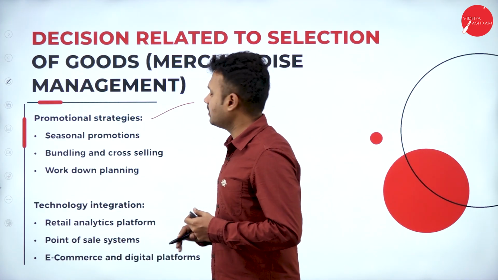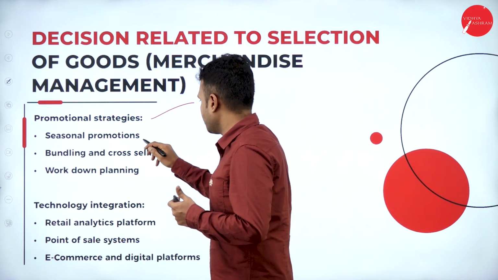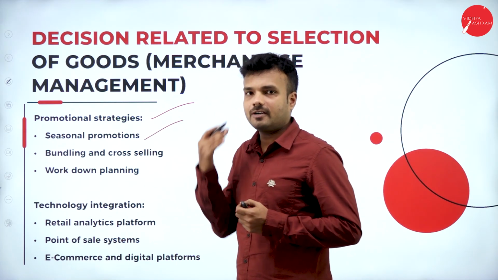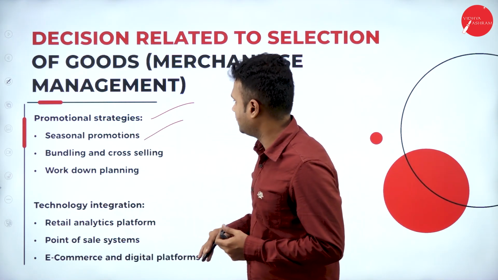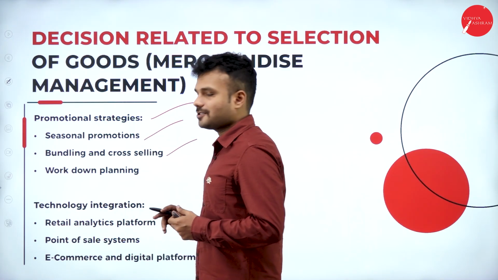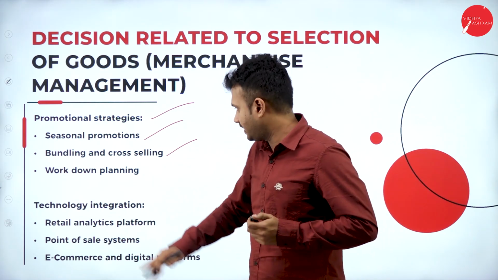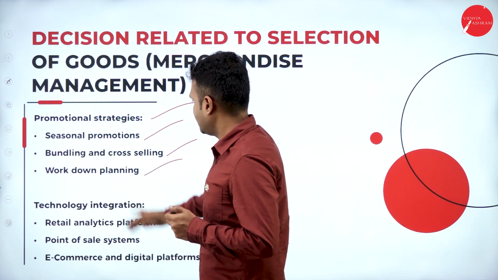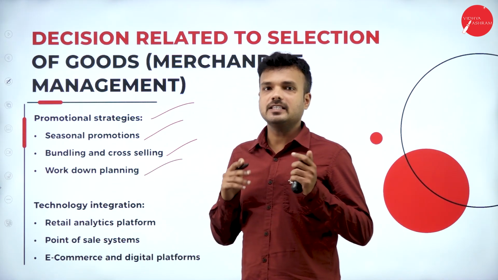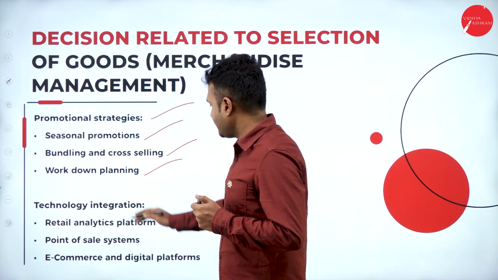Promotional strategies. We are supposed to use some kind of master plan to promote our product. Seasonal promotions. There are some kinds of products which can be promoted in a particular season, as I had given the example. Bundling and cross-selling. There are a number of merchandise items which can be sold in bulk quantity, that is bundling and cross-selling. Work down planning. It is a planning strategy which we are supposed to use to sell the product in bulk quantity.